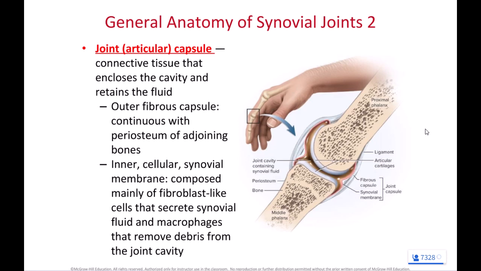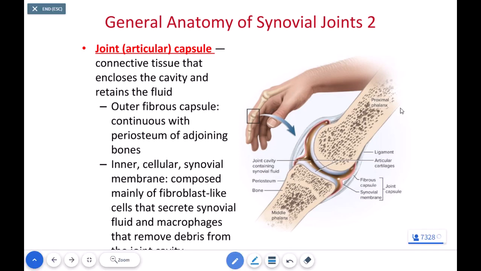As we look at the joint as a whole, we're going to have a tough fibrous membrane around the outside. That tough fibrous membrane around the outside is referred to as the joint capsule. This joint capsule is going to be a two-membrane enclosure. The outer part of the joint capsule is known as the fibrous capsule. This is going to have a high concentration of collagen fibers, and this is very difficult to cut through. If you're interested in the particular histology, it is dense irregular connective tissue that makes up the outer fibrous capsule.